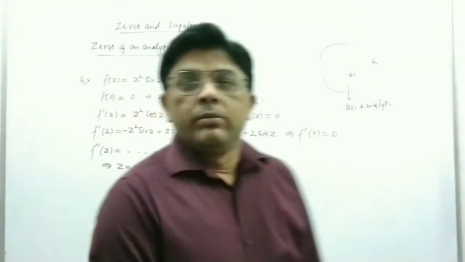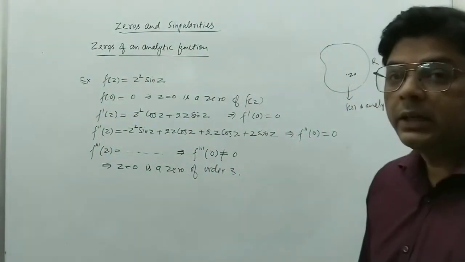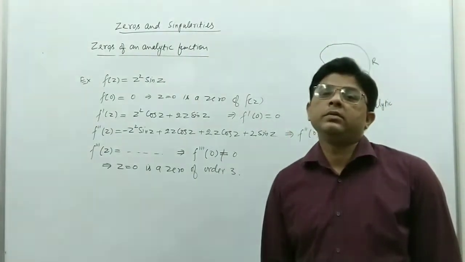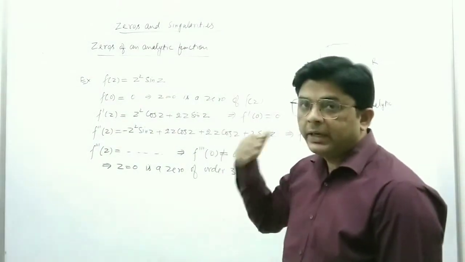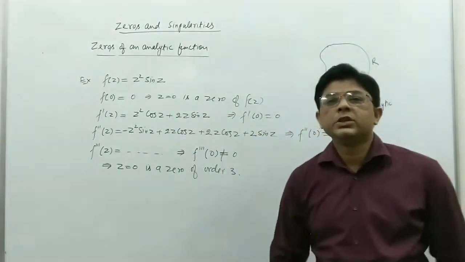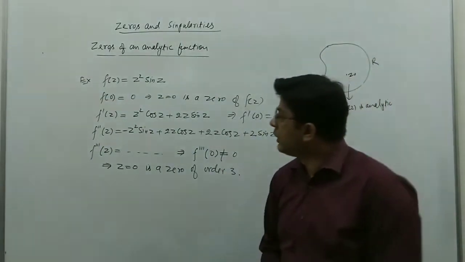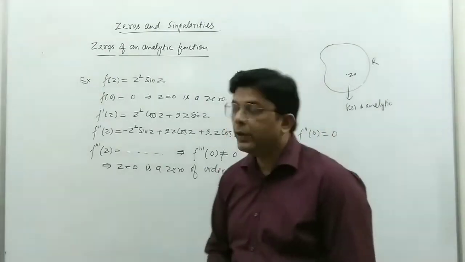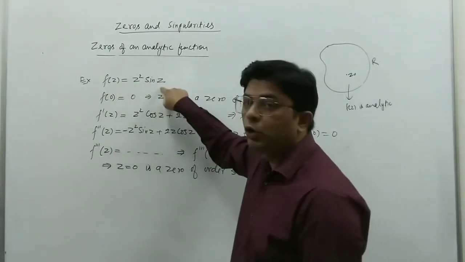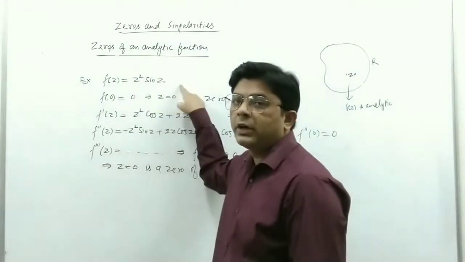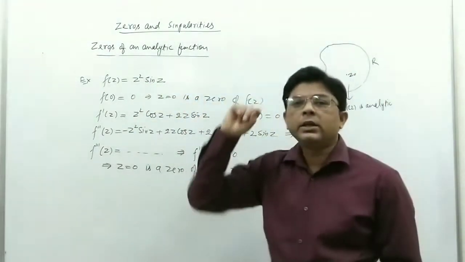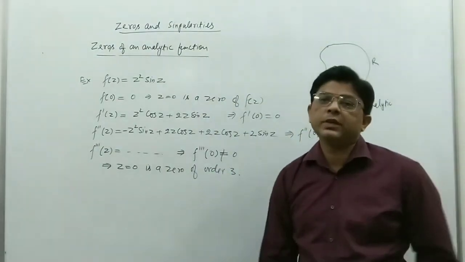But we can also see whether there is any other point which is also 0. Here we see that z equal to 0 is a 0, but is there any other point which is also 0 of this function? The answer is yes, because if we put z equal to pi, sine pi is 0, so the whole function will be 0. It means z equal to pi is also a 0 of this function.